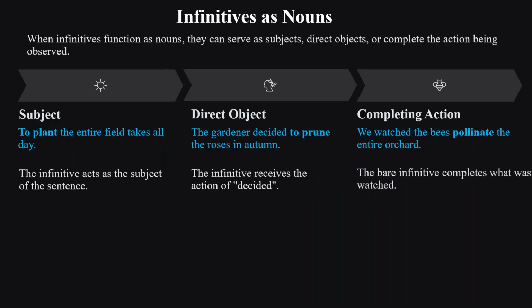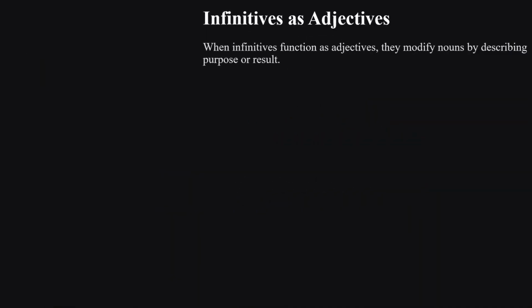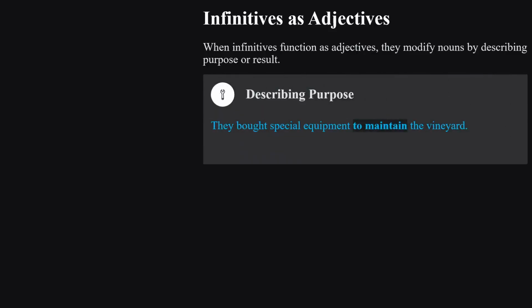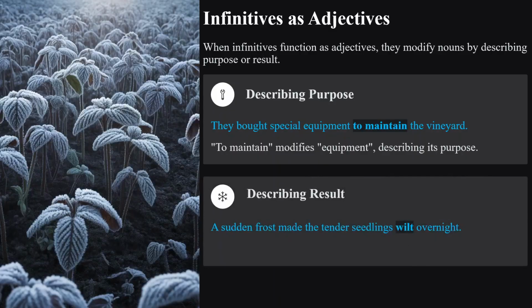As an adjective, when infinitives function as adjectives, they modify nouns by describing purpose or result. In the sentence, they bought special equipment to maintain the vineyard, to maintain describes the noun equipment. What kind of equipment? Equipment to maintain the vineyard. In the sentence, a sudden frost made the tender seedlings wilt overnight, the bare infinitive wilt describes what the seedlings became as a result of the frost.